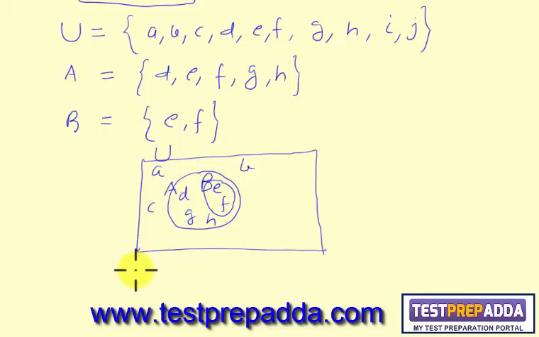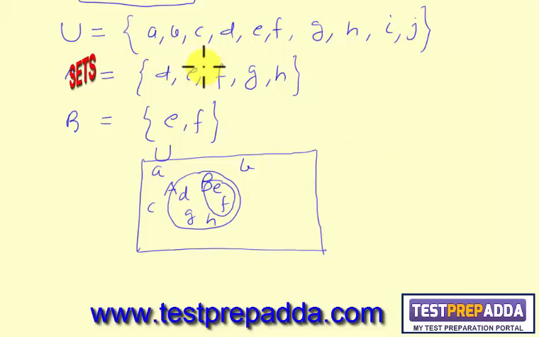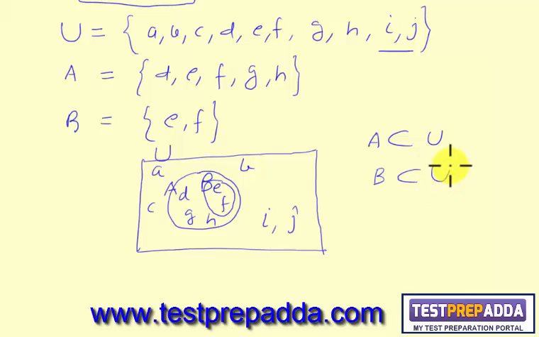Now we can clearly see that all elements of set A and B are there in universal set U. And you can see U has two more elements I and J, so I'll write here I, J. Now you can see all the elements which are there in A and B are there in universal set U. So A and B are subsets of U. A is a subset of U. B is a subset of U.